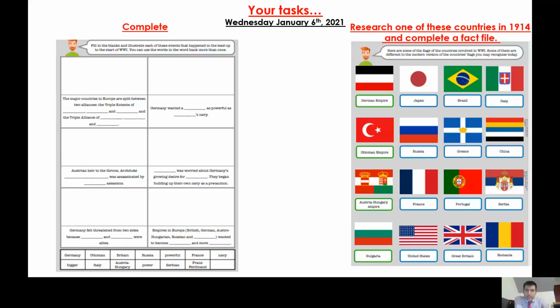Now, what I'd like you to do for the second task is there's some flags that were the flags from 1914 for the various countries which were involved in the First World War. Now, I'd like you to pick one of these flags, or maybe 2. Draw an image of that flag at the time, so you can see that the German Empire's flag was different to how the German flag is now. And the Austro-Hungarian Empire doesn't exist now. So it's made up of flags which look quite similar to the Austrian and Hungarian images, and the Chinese flag is also different. So have a look at those flags, and then could you complete a fact file for that country in 1914?